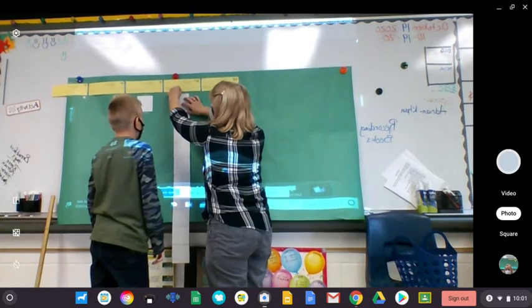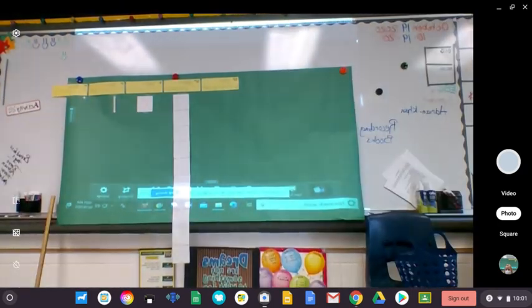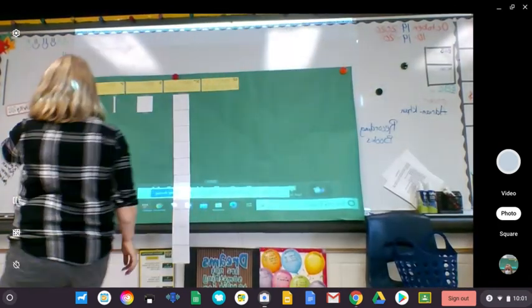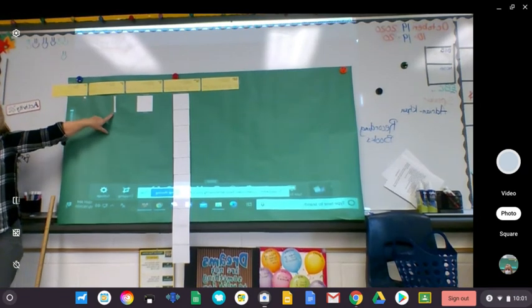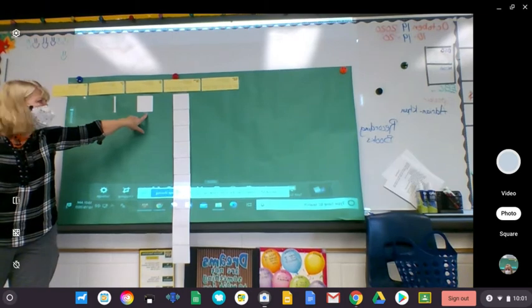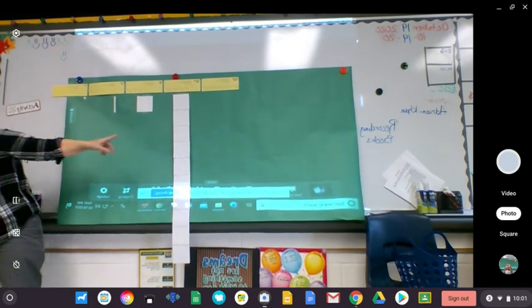Wow. Okay. I want you to notice the difference. Notice how it is increasing by 10. We have 1. 1 times 10 is 10. 10 times 10 is 100. 100 times 10 is 1,000. How long is this strip?